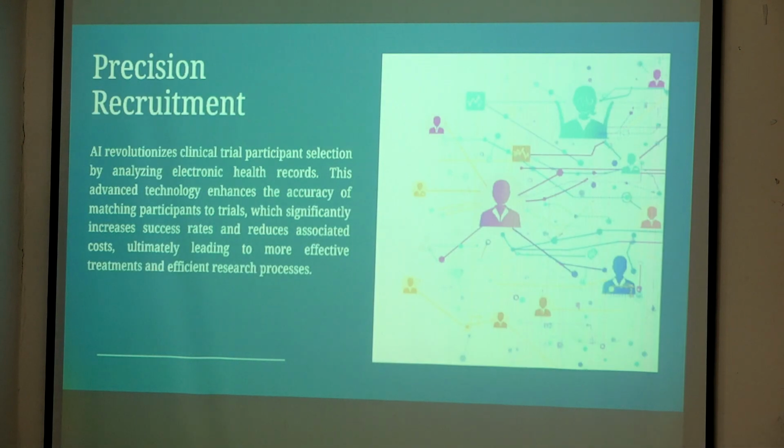So, precision recruitment. AI revolutionizes clinical trial participant selection by analyzing electronic health records. Selecting volunteers or subjects for a clinical study is a very difficult process. We need to select the subjects for screening. We cannot say patients; we select subjects for screening.